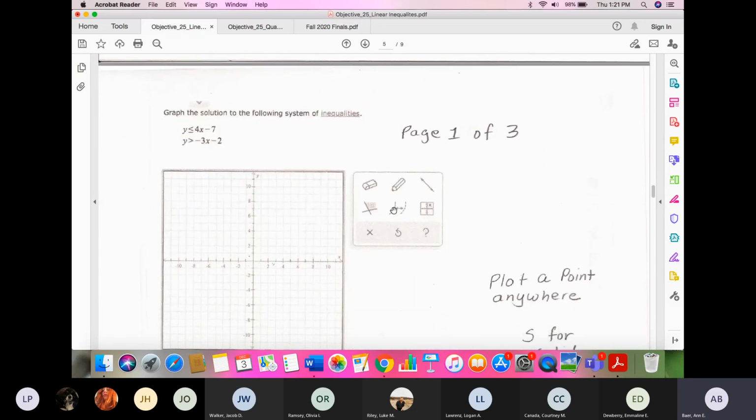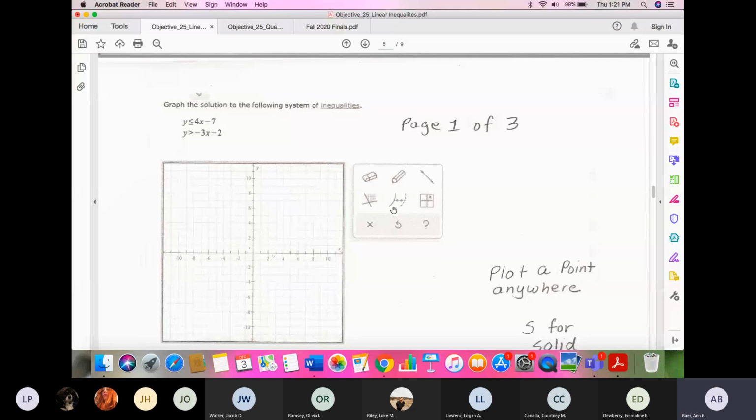And now that brings us to the last topic of the day. And this one will take a fair amount of work. You can see I've got it indicated as page 1 of 3.